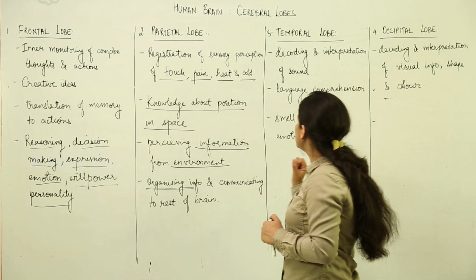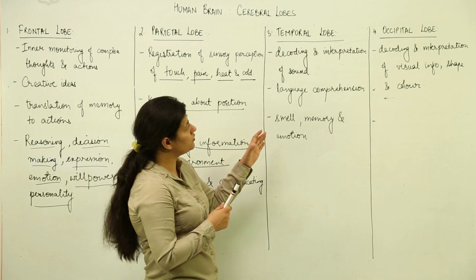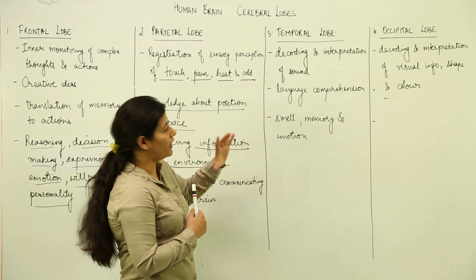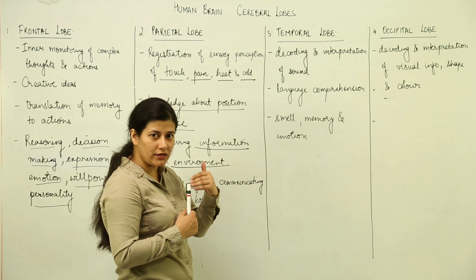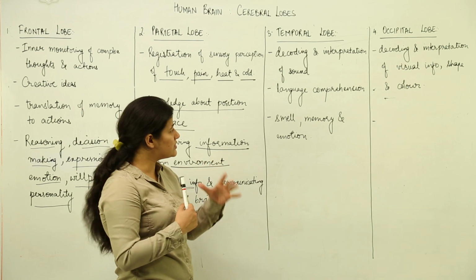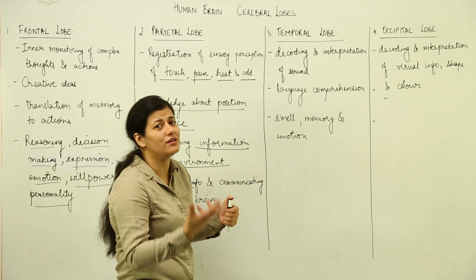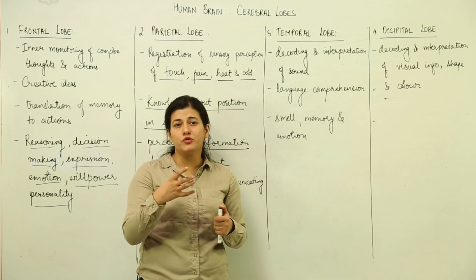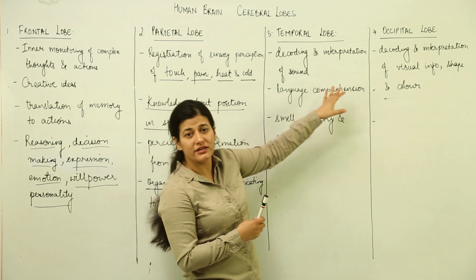Now the third one is the temporal lobe. You know, the temporal bone is situated near our ears. Ears are very important for collecting sound, and the receptors in the ear are important for telling what is being spoken about. Like what I am speaking over here would be perceived in the temporal lobe. Over there would be decoding and interpretation.